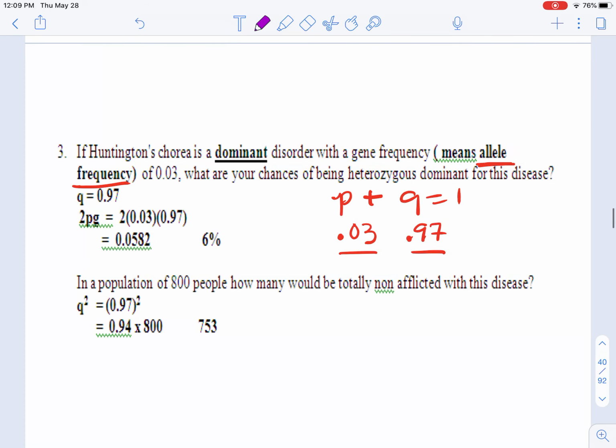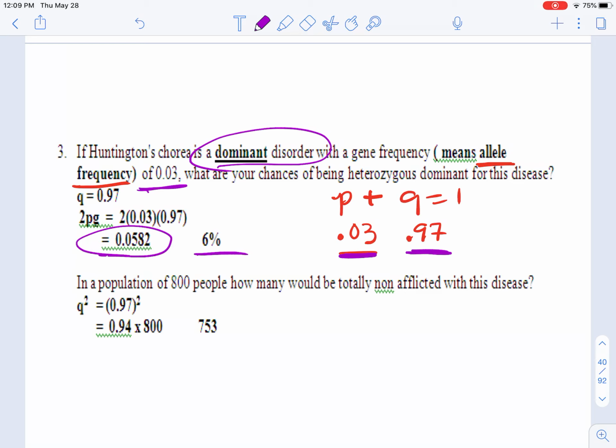Sometimes they start out with allele frequencies. For the Huntington's question, it says, again, allele frequency was 0.03 of this dominant disorder. So remember, that's a p because it's an allele frequency. Gene or allele frequency is p or q. So if 0.03 is p, 0.97 is q. And it's simple to do 2pq.